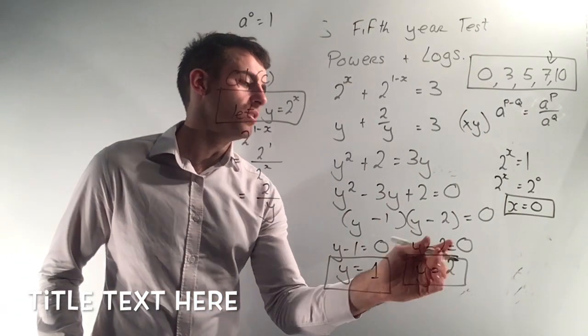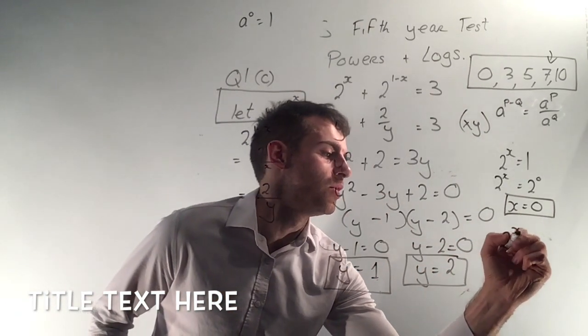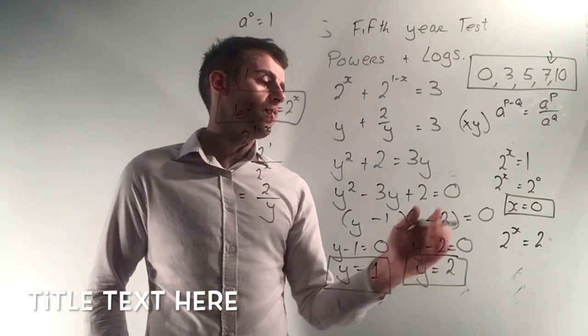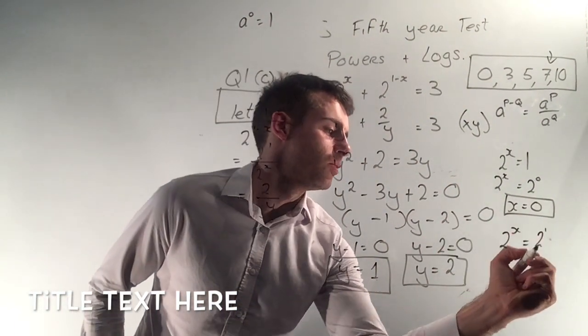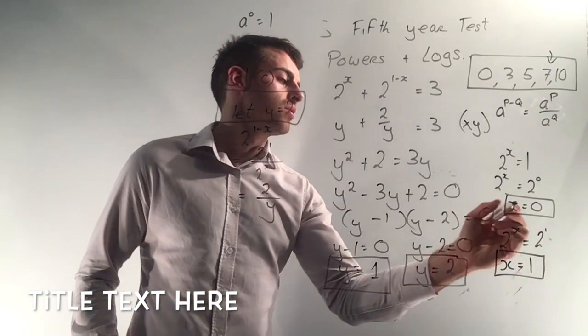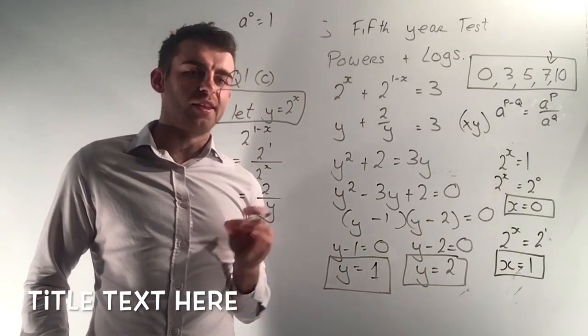To get my second value, it's a lot more straightforward. I can just say that 2 to the power of x equals 2. So I'm just taking my other answer here. 2 to the power of x equals 2. Well, clearly this is 2 to the power of 1, so it's just x is equal to 1. So my two answers in that case are x equals 0 and x equals 1.